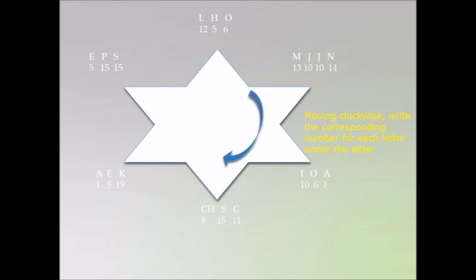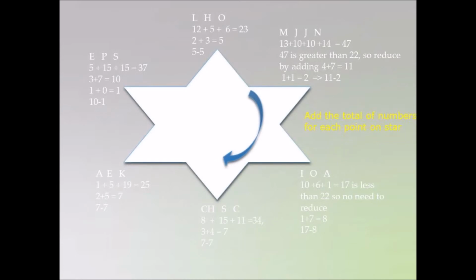And moving on to the next slide. So now we have the letters on our star with their corresponding numbers. If you follow the example here, on the top right point of the star, where we usually start off, we have M, J, J, and N. What we do now is add up the numbers in that position. So it's 13 plus 10 plus 10 plus 14 is 47.